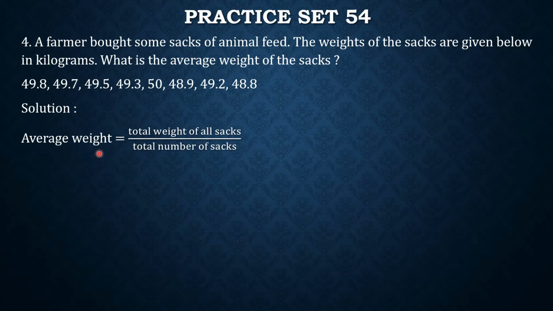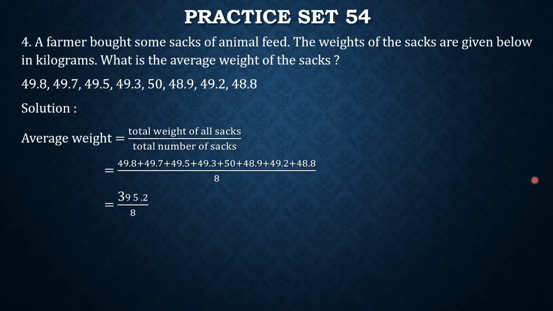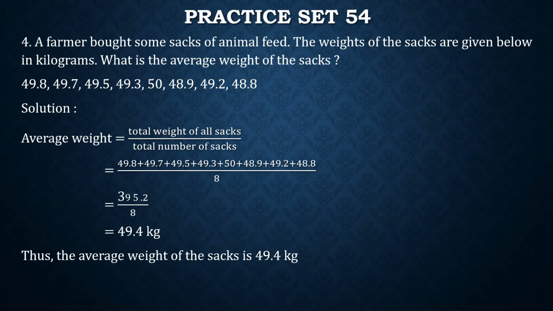The average weight is total weight of sacks upon total number of sacks, and that is 49.8 plus 49.7 plus 49.5 plus 49.3 plus 50 plus 48.9 plus 49.2 plus 48.8 upon 8. That is, the total number of sacks is 8. So we will divide it by 8. So we get 395.2 upon 8. When we divide, we get 49.4 kg. Therefore, the average weight of sacks is 49.4 kg.